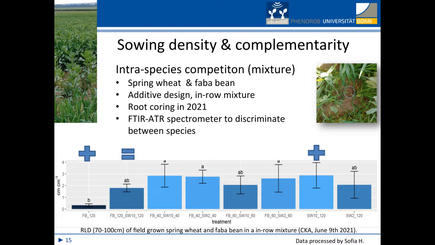In contrast, for the shoot biomass, which is not shown here, this is the case. So the shoot biomass in case of the mixture, the high dense mixture, is higher as compared to the faba bean and the spring wheat only treatments. One explanation for this is complementary root growth. The roots may use the resources, but not at the same time and at the same place.